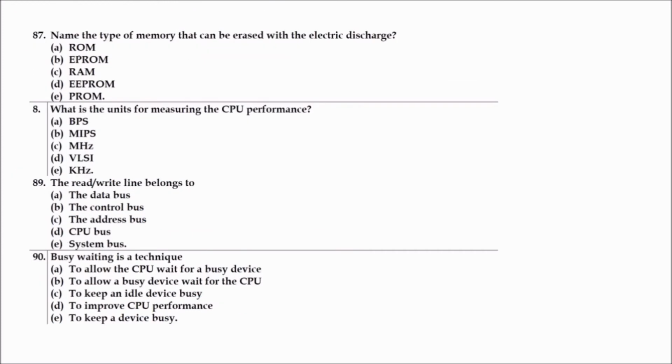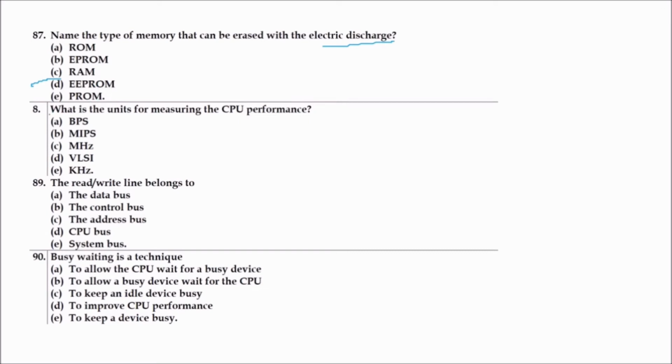Name the type of memory that can be erased with electric discharge. Electric discharge. So the answer is D. Electrically erasable, programmable, read-only memory. This is the type of memory whose content is erased with the passage of electricity.